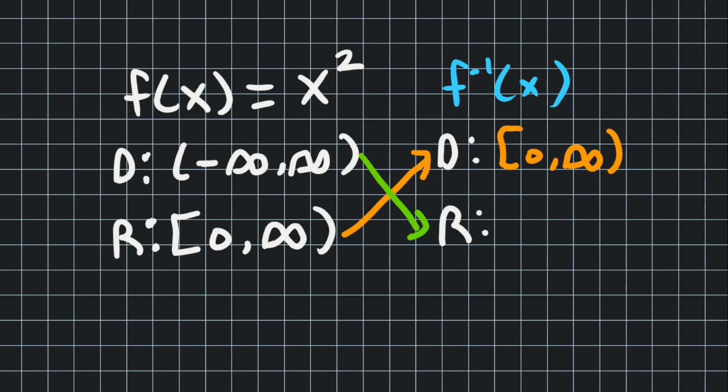And the range for f inverse of x would be all real numbers, negative infinity to infinity. So for an inverse function, all you have to do to find its domain and range is flip the domain and range of the original function. And that's how you find the domain and range of an inverse function.